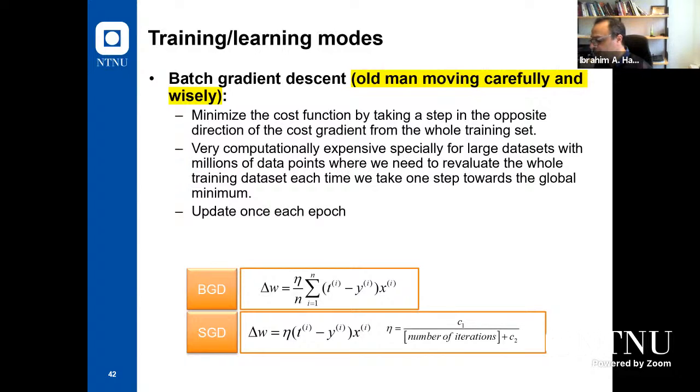We minimize the cost function by taking a step in the opposite direction of the cost gradient. This is gradient descent, and it's very computationally expensive, especially for large data sets with millions of data points, where we need to evaluate the whole training data set each time we take one step towards the global minimum. We need to load all our data points in memory, calculate the gradient for each example, take the average gradient, and use it for calculating only one delta value, adjusting the weight only one time each epoch.